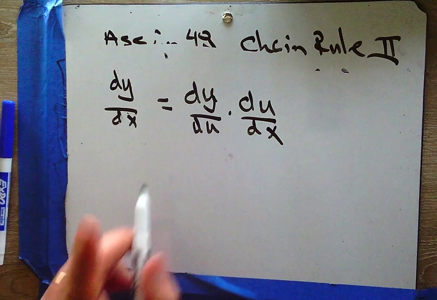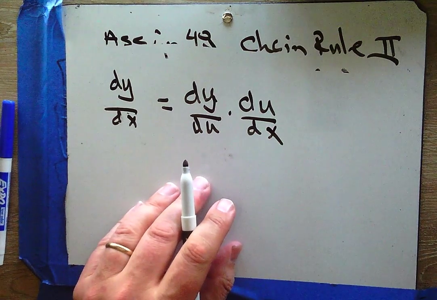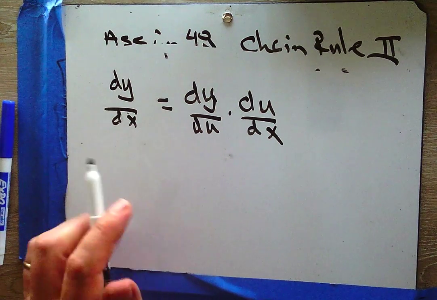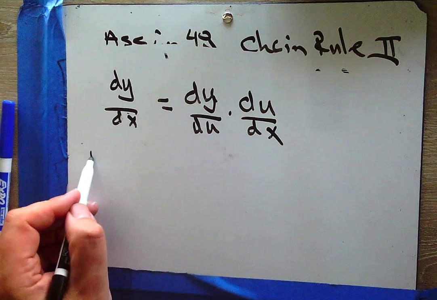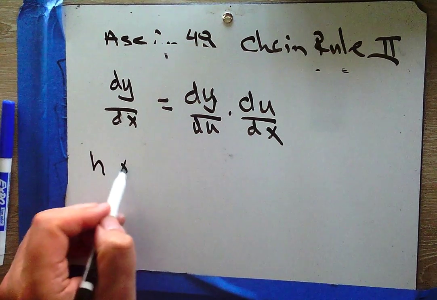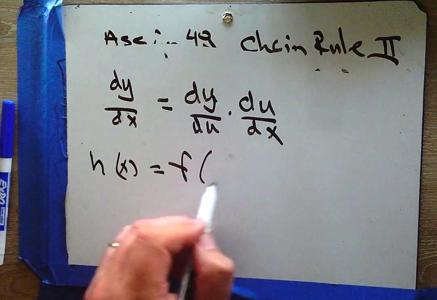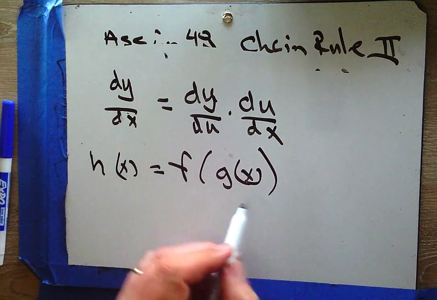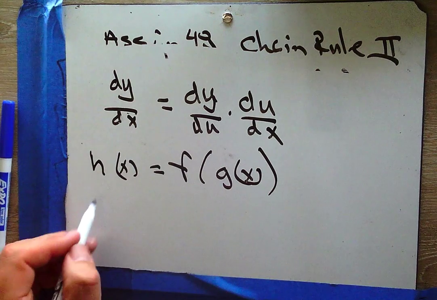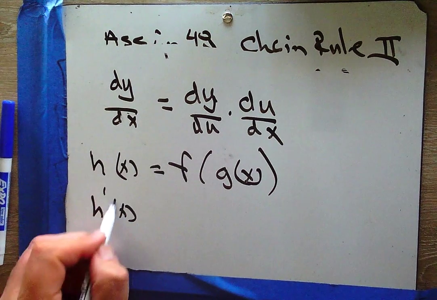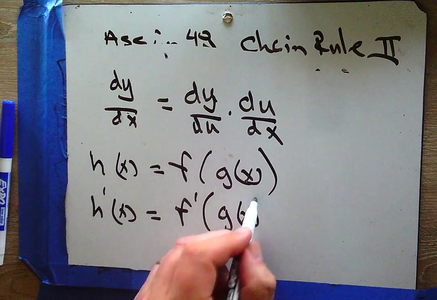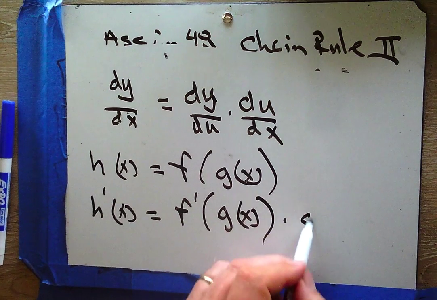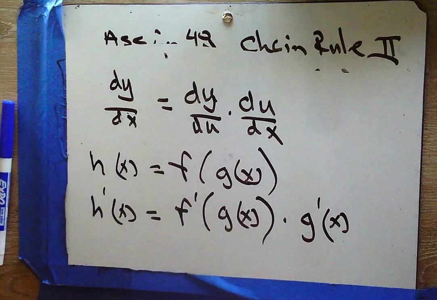But we could also think about this problem, or we could think about chain rule in general, as a composition of functions. So if I have h of x equals f of g of x, and I want to take the derivative of this, I would say that h prime of x equals f prime, leave the inside function alone, times the derivative of the inside function.